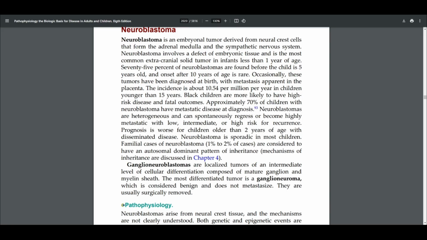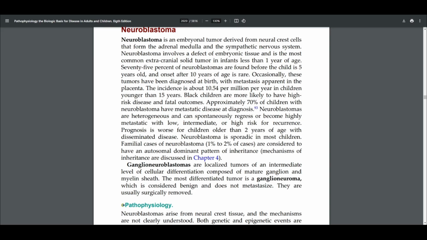Occasionally, these tumors have been diagnosed at birth, with metastasis apparent in the placenta. The incidence is about 10.54 per million per year in children younger than 15. Black children are more likely to have high-risk disease and fatal outcomes. Roughly 70% of children with neuroblastomas have metastatic disease at diagnosis.